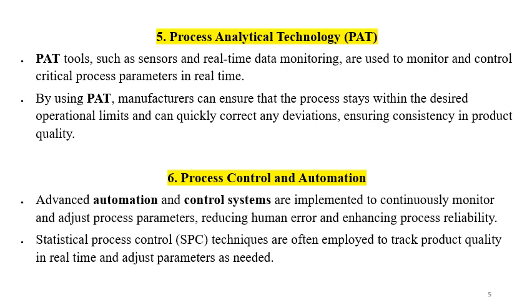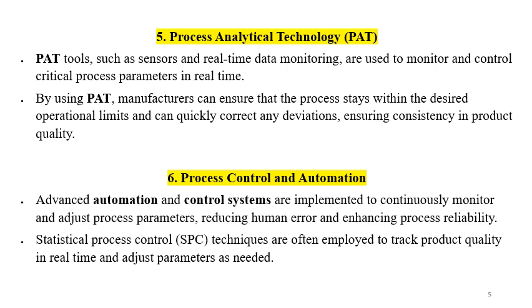Fifth is process analytical technology, that is PAT. So you might be aware of the PAT techniques. PAT tools such as sensors and real-time data monitoring are used to monitor and control the critical process parameters in real time. By using this process analytical technology, manufacturers and producers can ensure that the process stays within the desired operational limits and can quickly correct any deviations. That's why it can ensure consistency in the product quality.